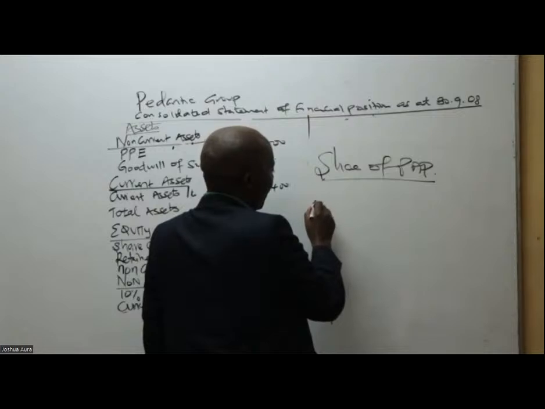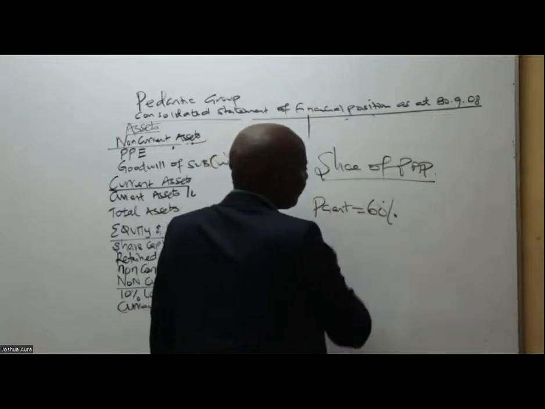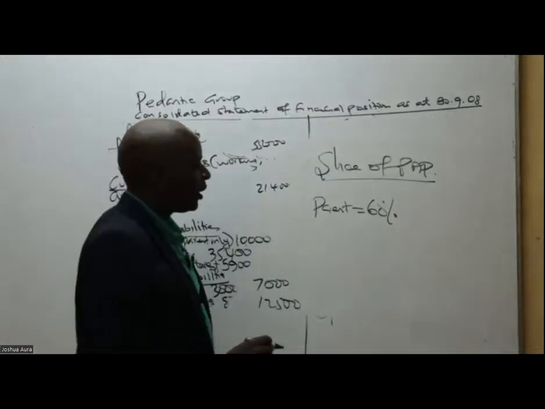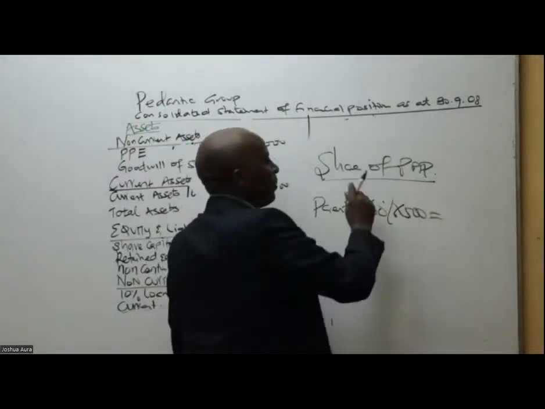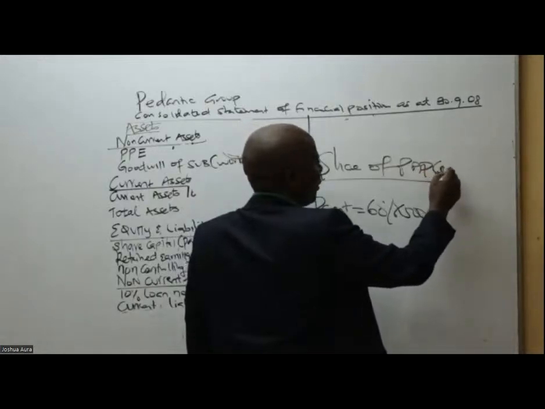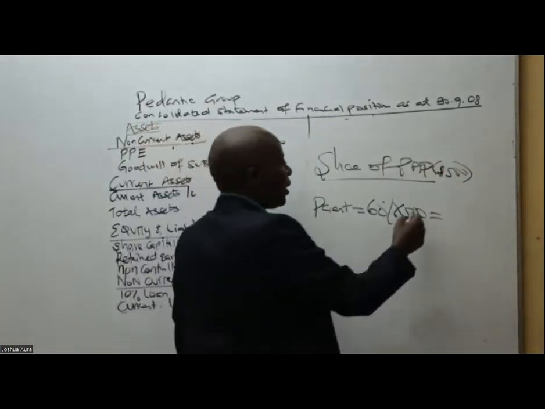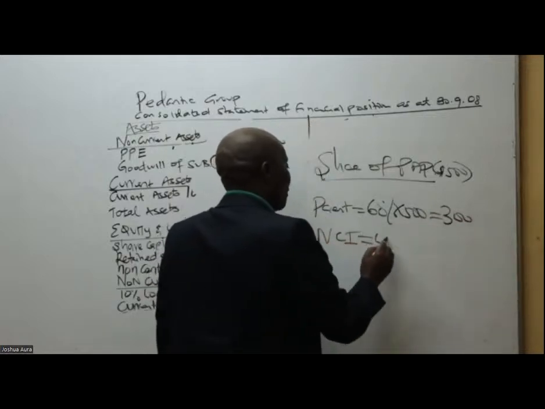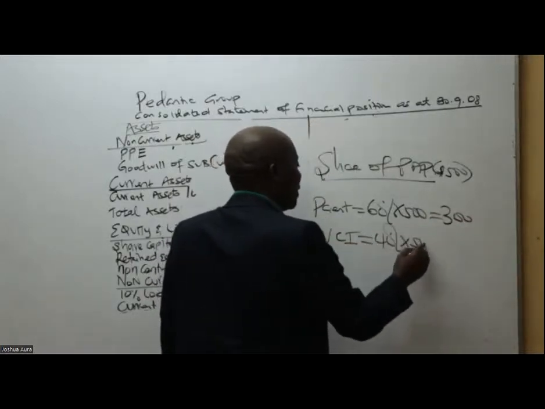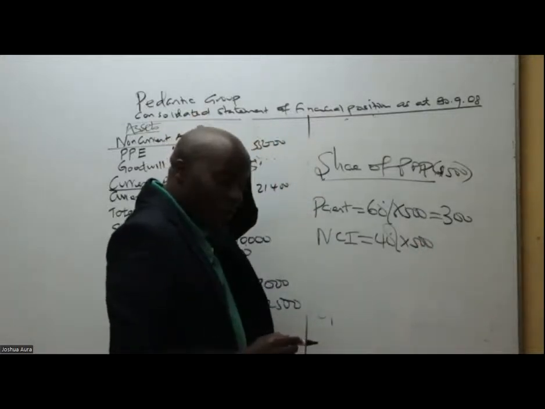So we have in this case the parent company. The parent is 60%. So 60% of 500 gives us what here? Remember it's the share of PAP, which is 500. So 60% of 500 gives me 300. Thank you so much. And then we have NCI. NCI is 40%. So 40% of 500 gives me how much?